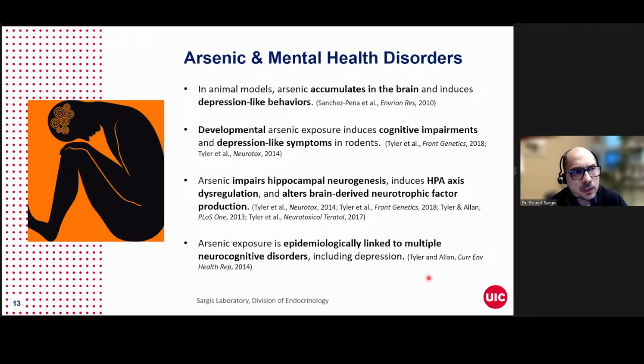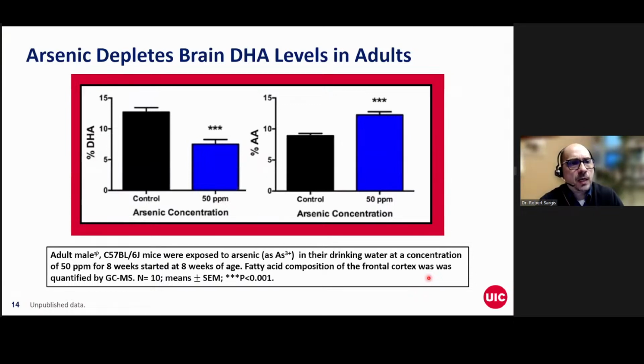And then when we look epidemiologically at human populations, higher arsenic exposure is linked to multiple neurocognitive disorders. So this includes behavioral disorders, mood disorders, as well as cognitive disorders. So based on this collection of data, we were interested in understanding how brain levels of essential fatty acids might be altered in our mouse models. And so in collaborations with Dr. Sabaya and Dr. Dhavamani, we measured DHA levels in the brain.